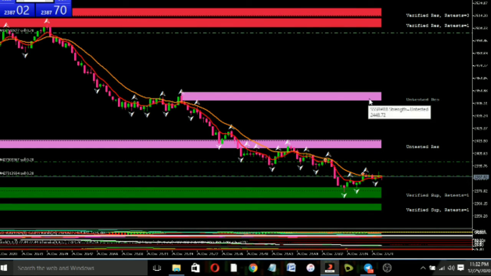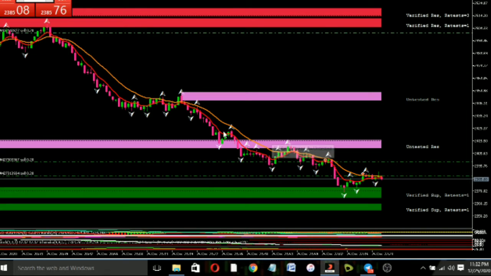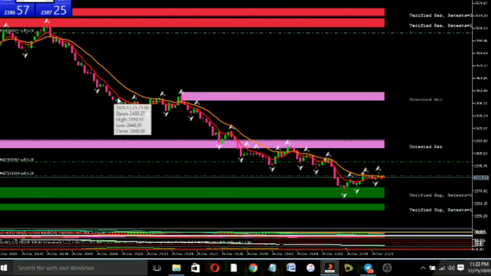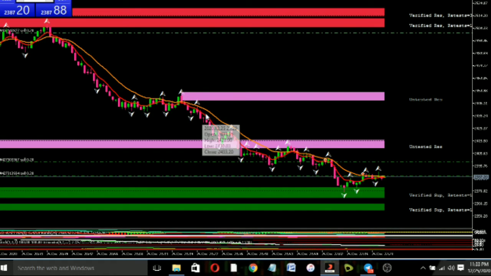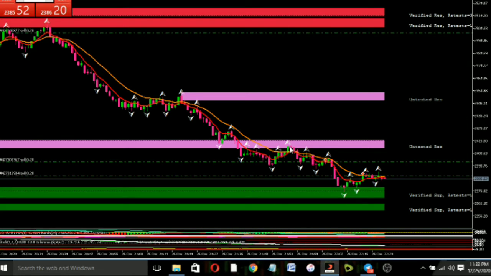Here it's saying it's untested because the market has broken out but hasn't come back to fight this resistance again. This was the initial fight before the breakout, and after the breakout it did not come back to fight it again. It went straight down. So that's why it's telling you that it's untested, that the market hasn't come yet to retest it. So the market is going straight down.